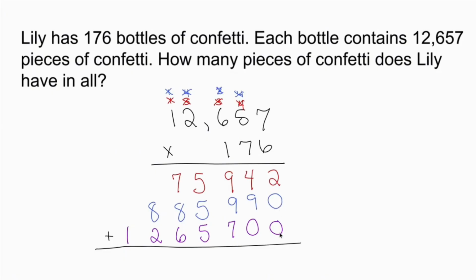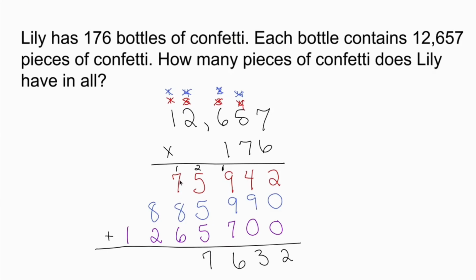2 plus 0 is 2. 4 plus 9 is 13. 13 plus 0 is 13. Write out your 3, carry over a 1. 1 plus 9 is 10. 10 plus 9 is 19. And 19 plus 7 is 26. Write out your 6, carry the 2. 2 plus 5 is 7. 7 plus 5 is 12. 12 plus 5 is 17. Write out your 7, carry the 1.